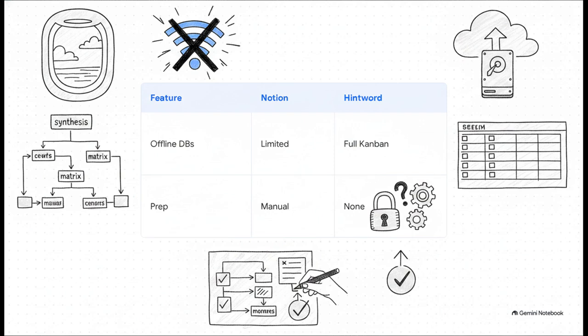Notion finally shipped an offline mode, but frankly, it has some limitations for researchers. Complex properties like databases, relations, and formulas, which are the exact things you need for a dynamic matrix, largely just don't work offline in Notion. Alternatively, offline-first tools like HintWord store everything locally by default, meaning your full Kanban boards and matrix tasks are going to work flawlessly without any preparation or internet connection at all.